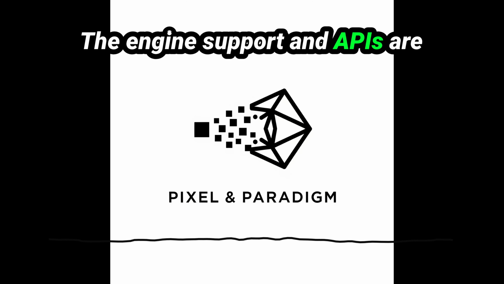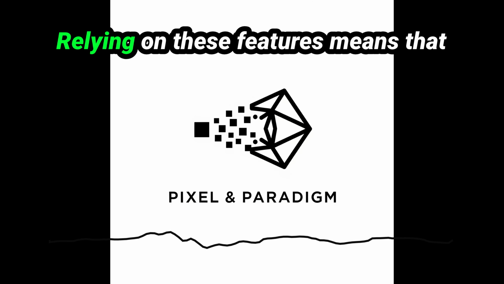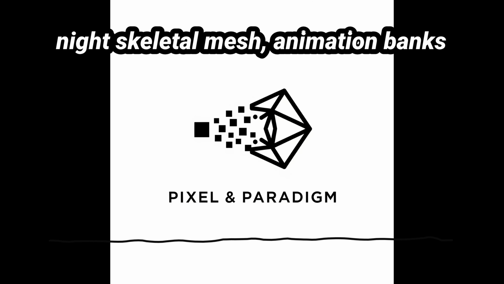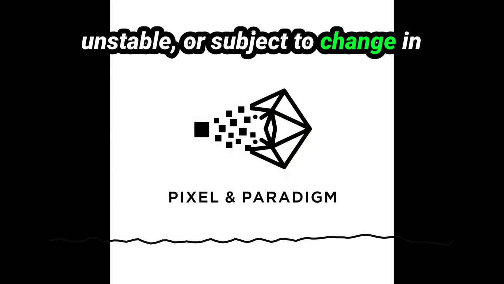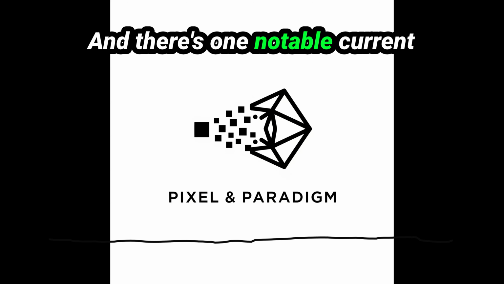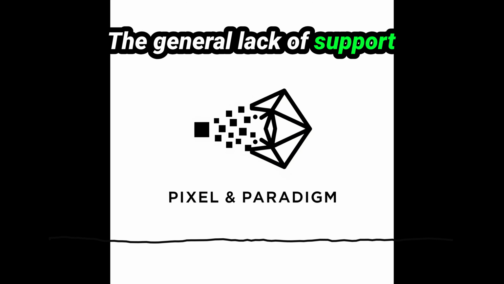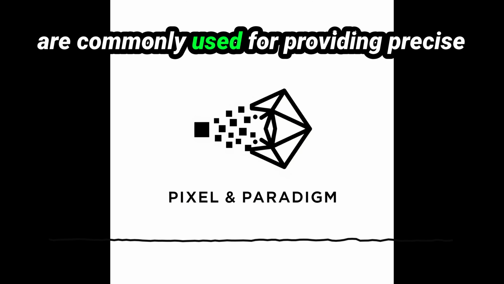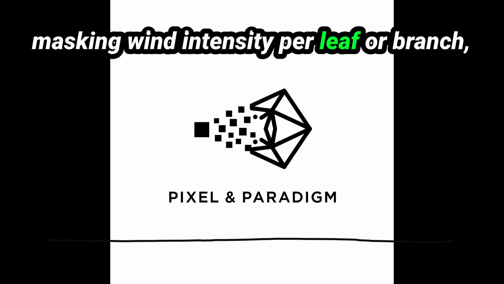The engine's support and APIs are also, by definition, evolving rapidly because the feature is experimental. Relying on these features means that the specific APIs you might need for direct compute shader control of Nanite skeletal mesh animation banks might be limited, undocumented, unstable, or subject to change in future engine versions, potentially breaking your implementation. And there's one notable current limitation of Nanite itself that directly impacts this approach: the general lack of support for traditional vertex painting. As we discussed extensively, vertex colors are commonly used for providing precise animation control in WPO materials, like masking wind intensity per leaf or branch.